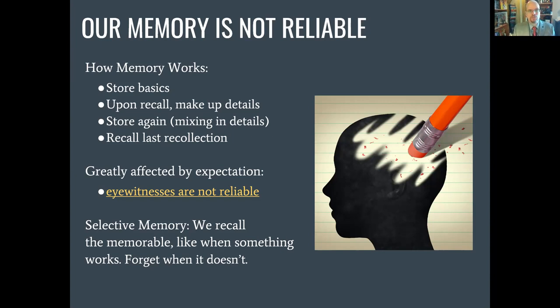And our memory is very selective. We recall what's memorable. Naturally, what's memorable, we'll more easily remember, like when something works, but we'll forget when it doesn't. And that can lead us astray. That can make us think something works more than it actually does.